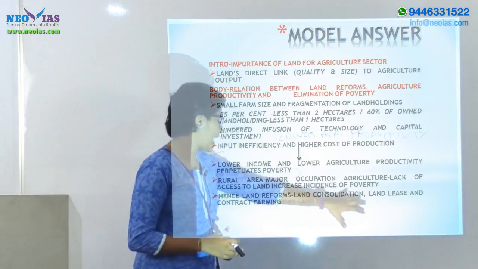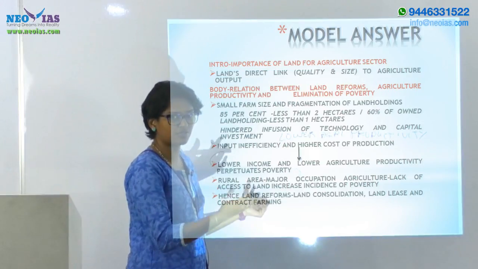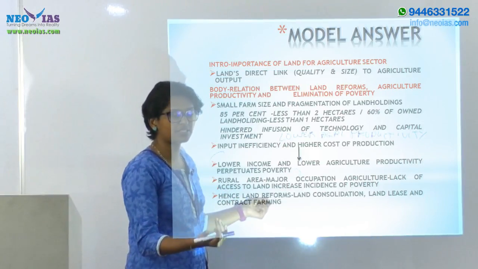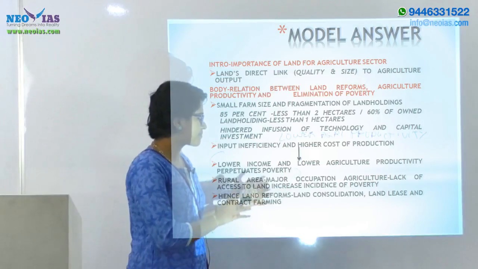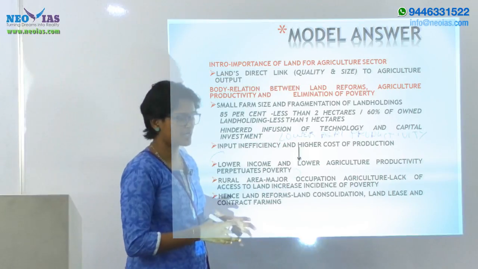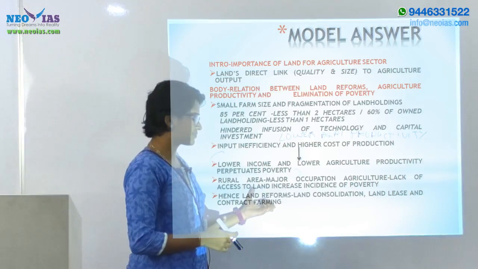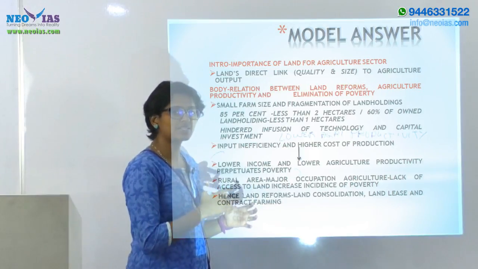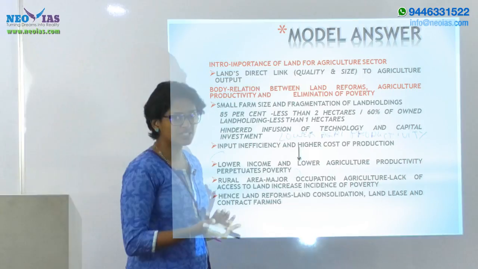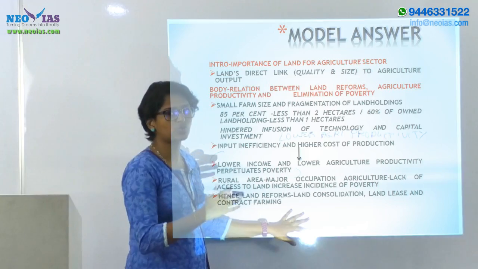Then next, to solve the problem of small landholding and fragmented landholding, we can say that promoting land leasing or contract farming in such areas where there is a lot of problem of fragmented landholding can make more land available to these farmers. It will provide the benefit of increasing agriculture productivity and providing better income to these people, and also will help in reducing poverty in those areas.